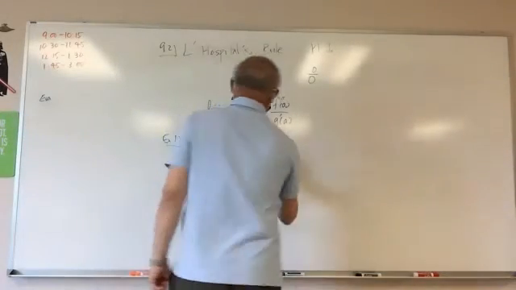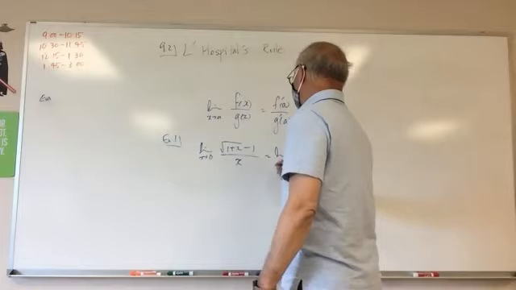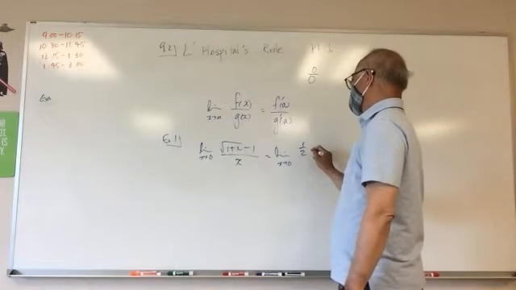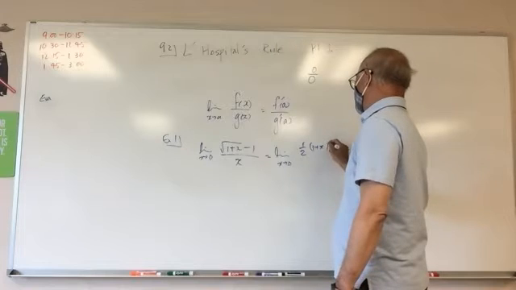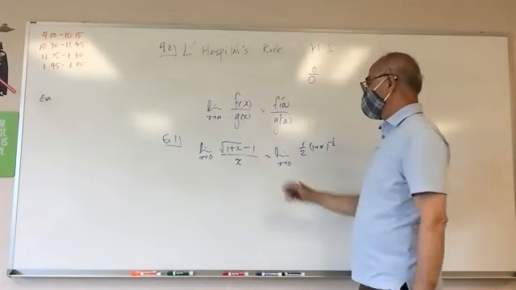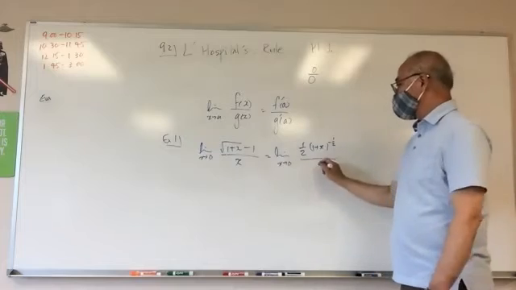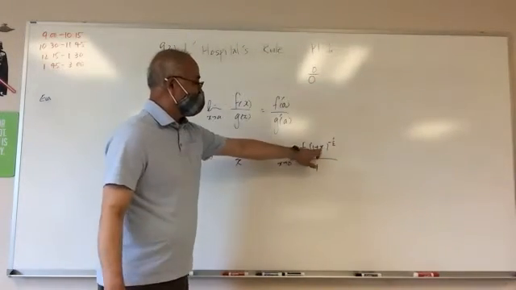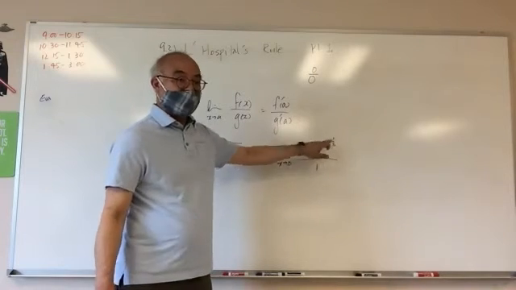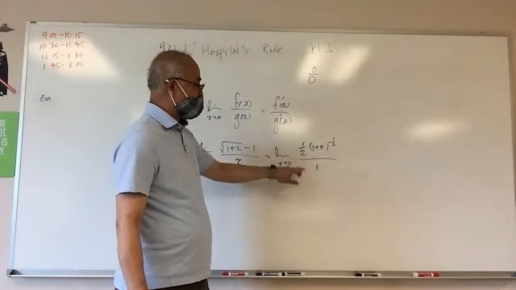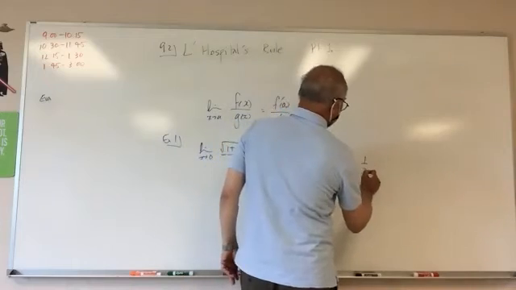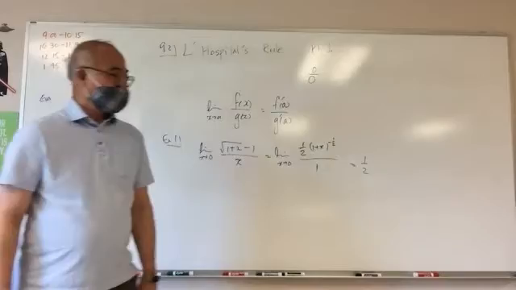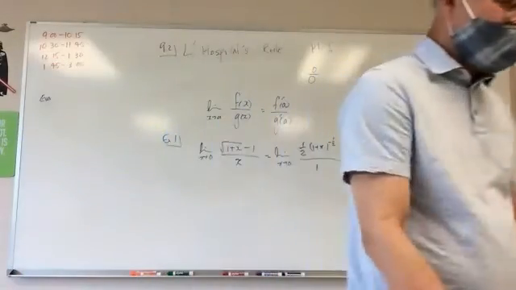Okay, so it's going to be the limit as x goes to 0. If I take the derivative of this guy, I get 1/2 times 1 plus x to the negative 1/2. The negative 1 goes away. I took the derivative of this, I get that. So when x goes to 0, I get 1 to the negative 1/2, which is basically 1. I get 1/2 over 1. So that's my answer. Okay. So this is the first form.